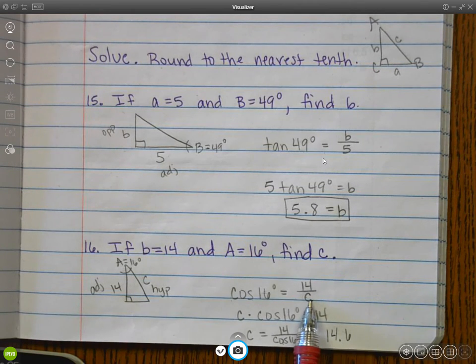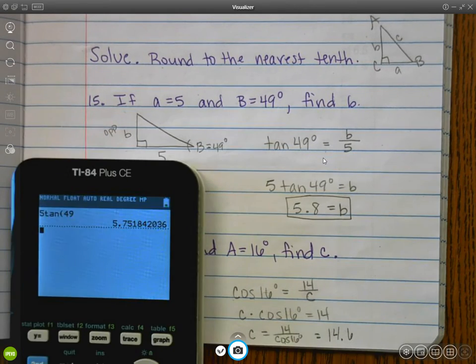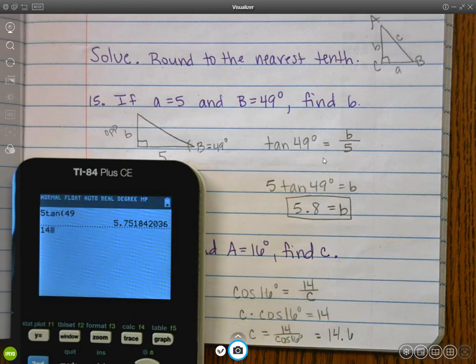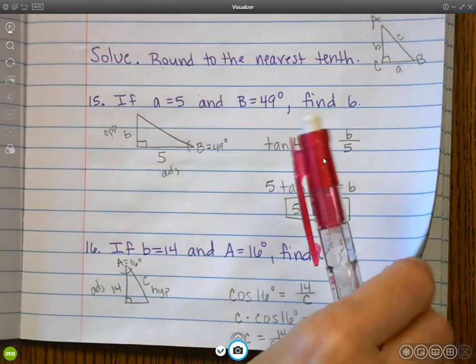All right, so I've got to multiply by C on both sides, and then divide by the cosine. You can legally just switch these, but there's 2 steps of math that's actually happening. I don't care if you show those. You can just switch them. It's okay. So ultimately, in my calculator, I'm going to be typing in 14 divided by cosine of 16 degrees, and I get 14.6.